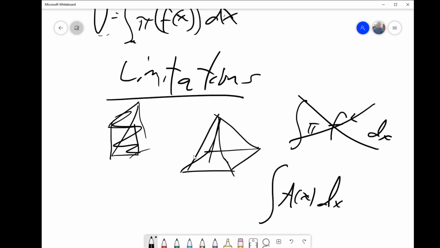So that version is a little more versatile. And if we could find a way to express the area of these squares in terms of the height as we move from the bottom to the top, well, then we're still in good shape. But that is the key. We have to be able to express the area of the cross-sectional shape.